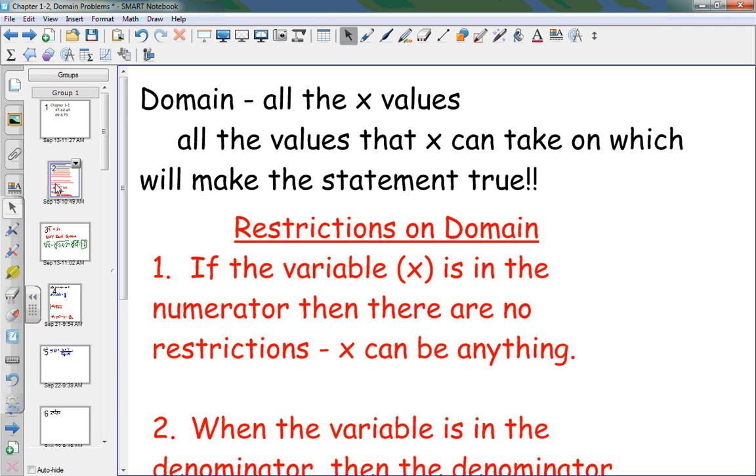Restrictions on domain. Obviously, we have a restriction on a domain whenever it's undefined. Meaning, if the variable x is in the numerator, then there are no restrictions, because it's in the numerator. When do you have a restriction? When it's in the denominator.